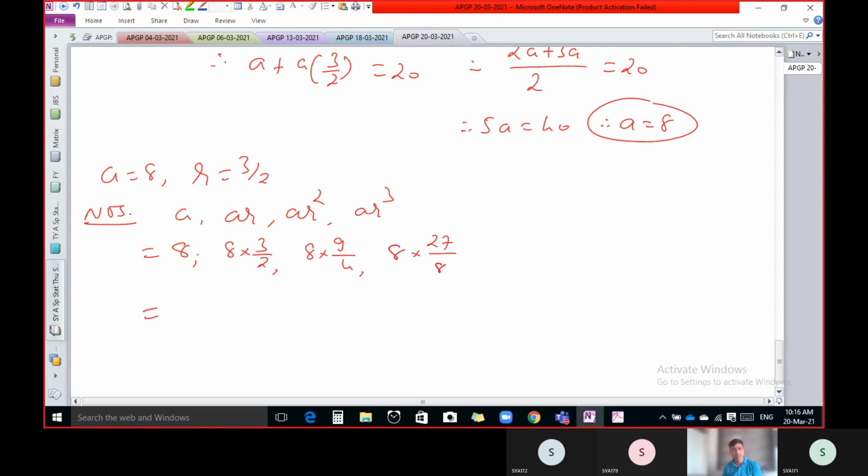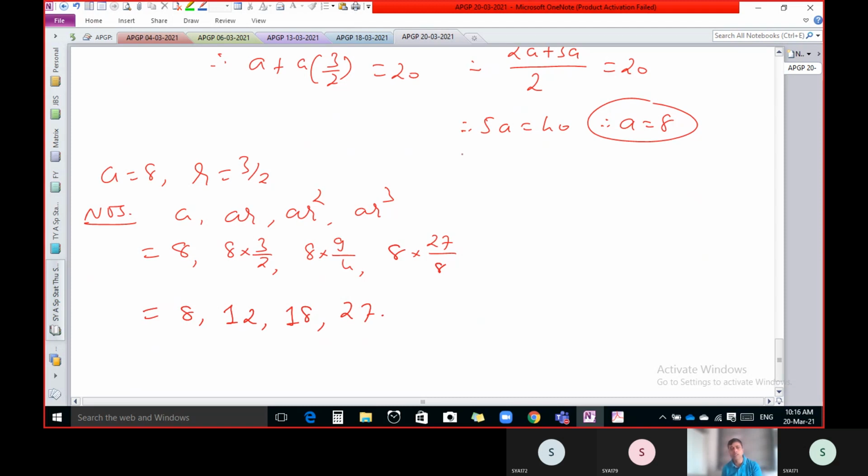Now, numbers. This is 8. This is 24 divided by 2, 12. This is 72 divided by 4, or you can cancel 8 and 4. So we get 2. 9 twos are 18. And here we get 27.